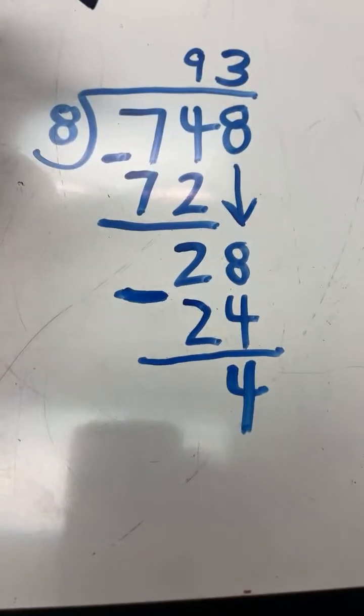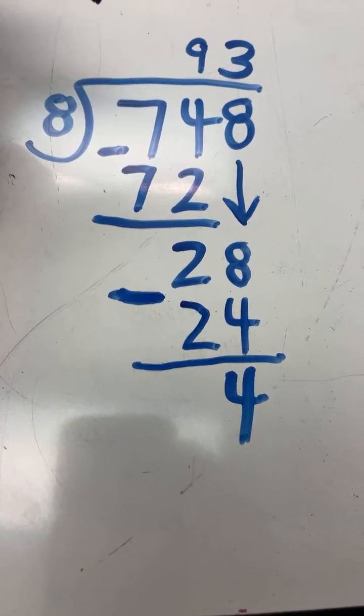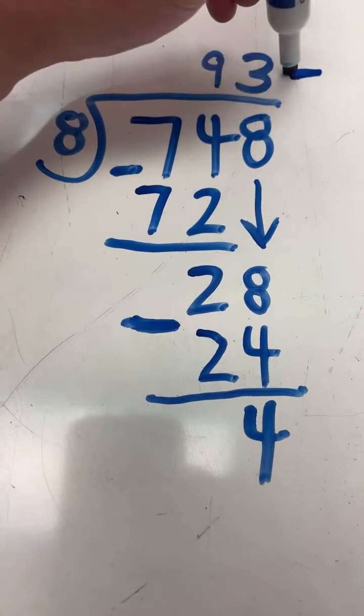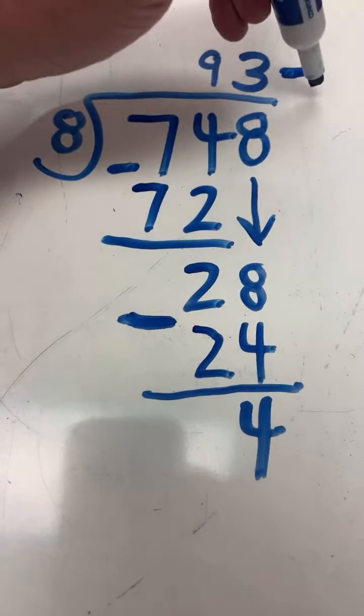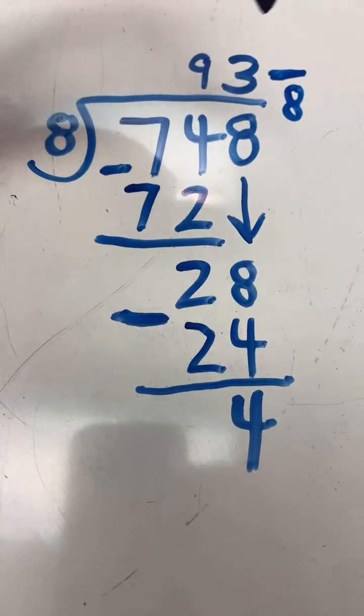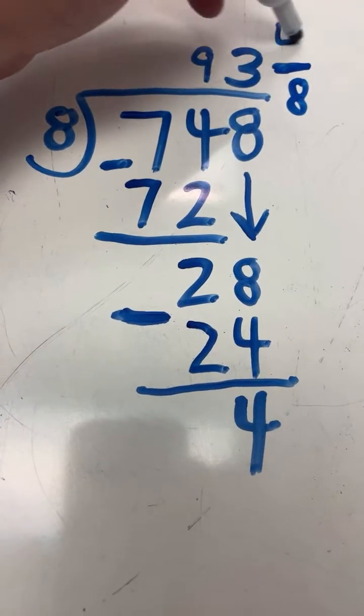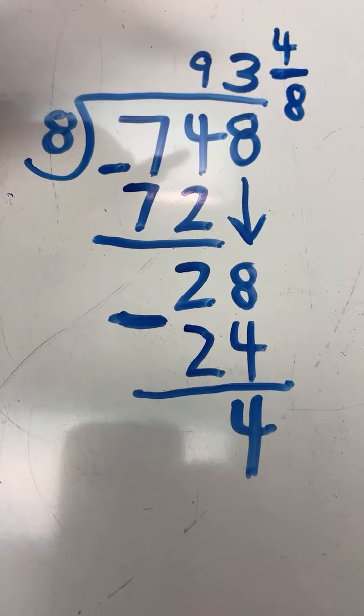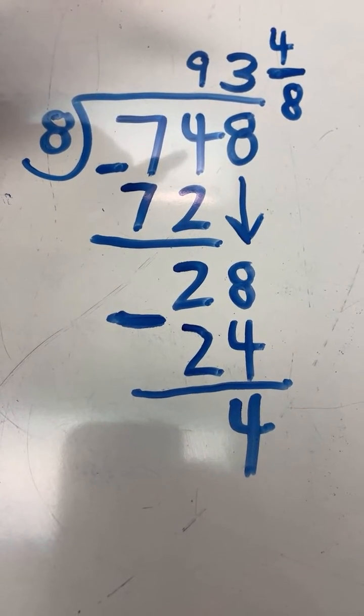So our answer, 93 with a remainder of 4, or we want to convert it to a mixed number. The number we're dividing by is our denominator. The remainder is our numerator. 748 divided by 8 equals 93 and 4/8.